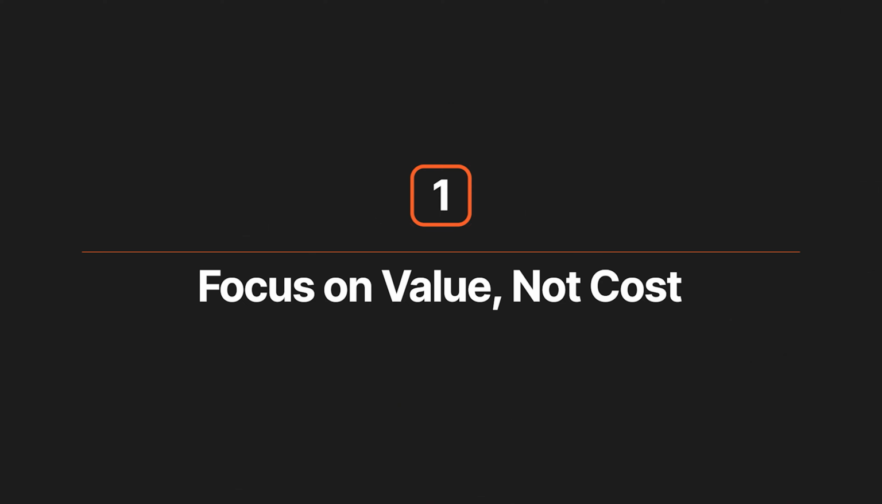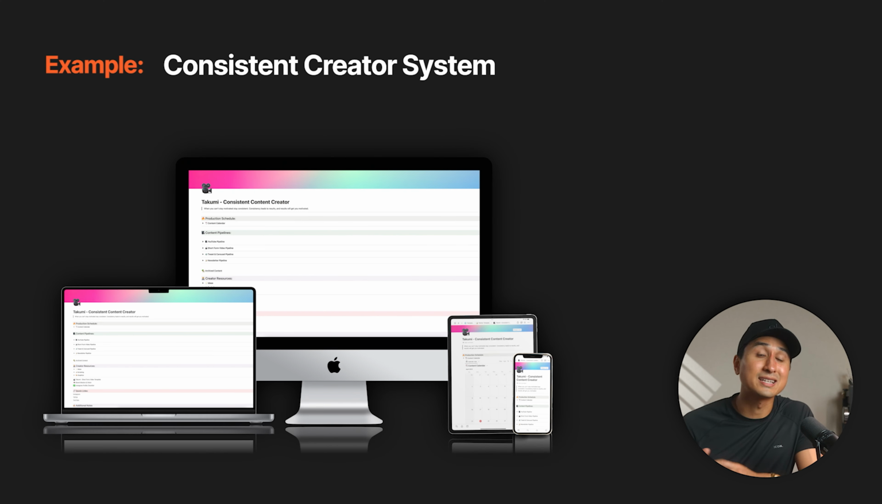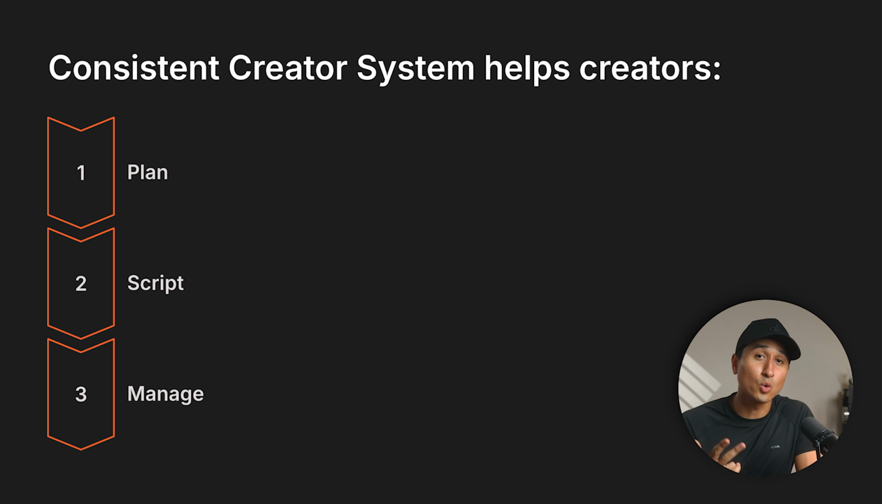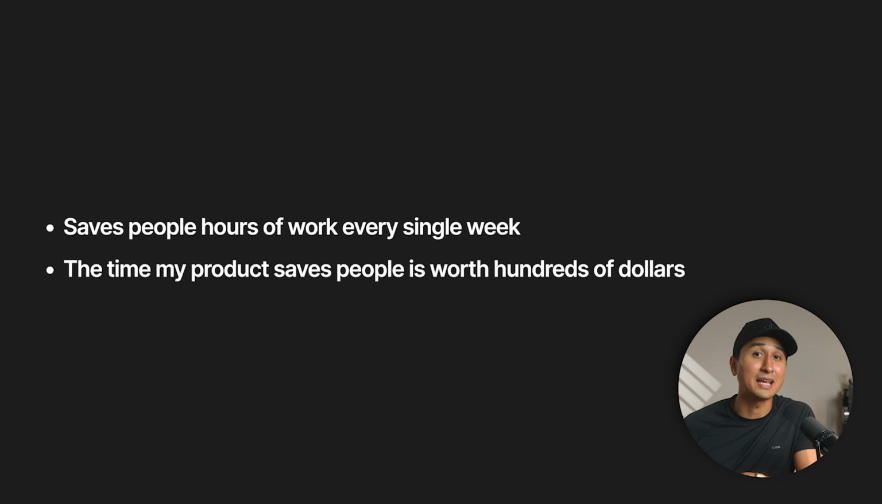So firstly, focus on value, not cost. When deciding on a price, focus on the value your product delivers, not just the cost of creating it. For example, I sell a digital product called the Consistent Creator System, which helps creators plan, script, and manage all of their content. It doesn't cost me much to make or sell, but it saves people hours of work every single week. So that time my product is saving is worth hundreds of dollars.